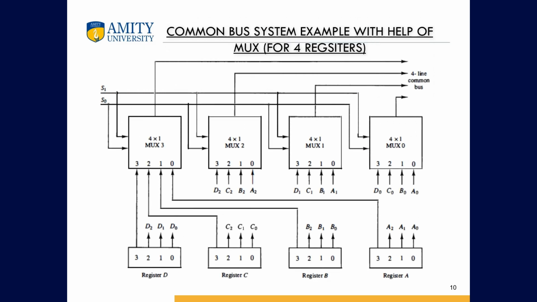This is a common bus example for 4 registers, 4 bits each. So you can see there is register A, B, C, and D, and each of them has bits 0 to 3, which is 0 to n-1. So we have 4 bits each.